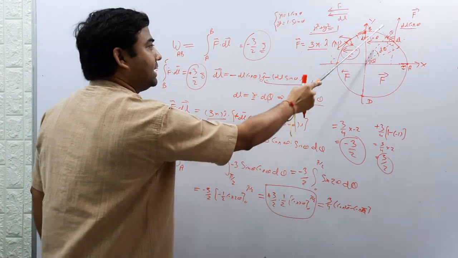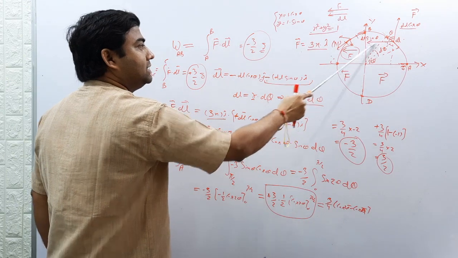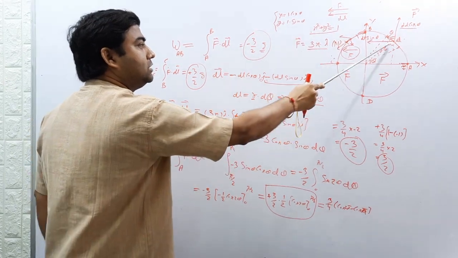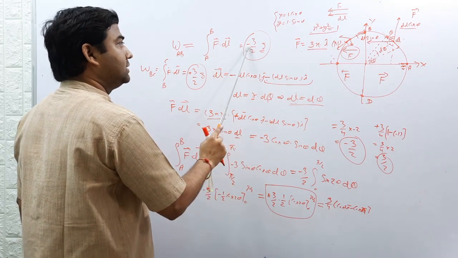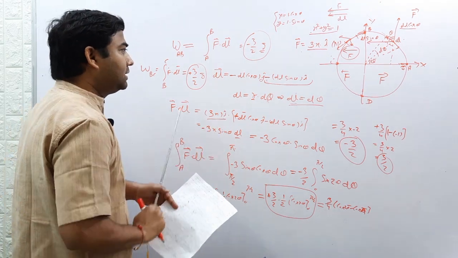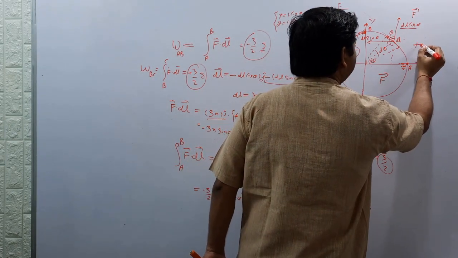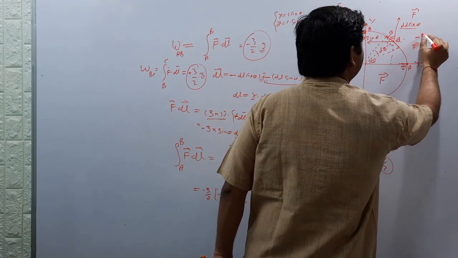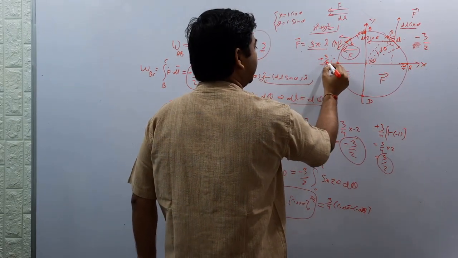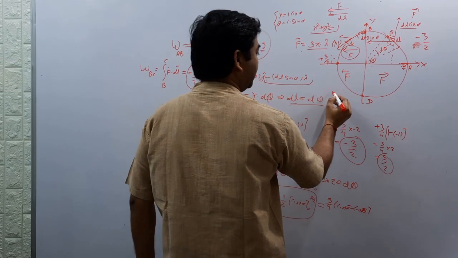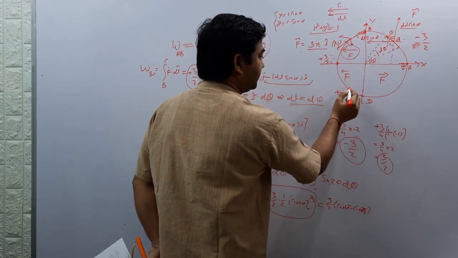And in this quadrant F is toward the positive direction, whereas the horizontal component of dl is in the negative direction. Hence these are opposite, so their dot product is negative. Hence this is negative. Similarly, we can say for this quadrant the line integration is minus 3/2. For this quadrant the line integration is plus 3/2. For the third quadrant similarly the line integration will be here also.